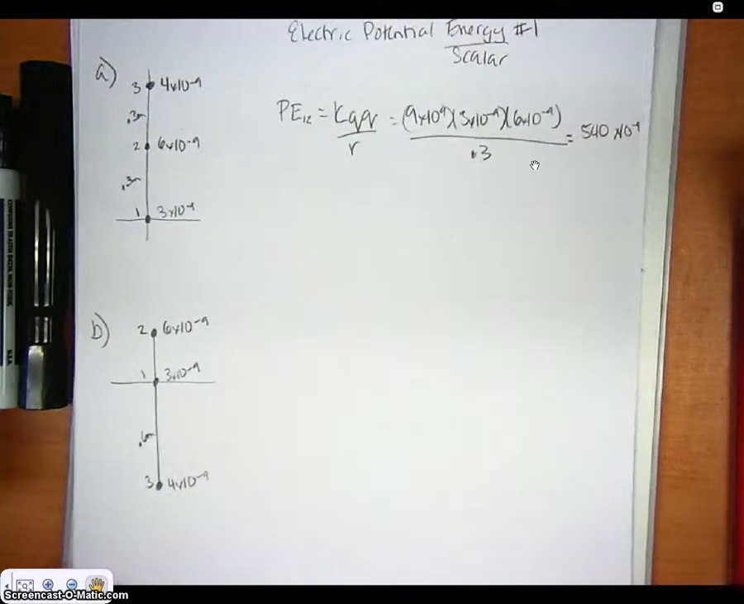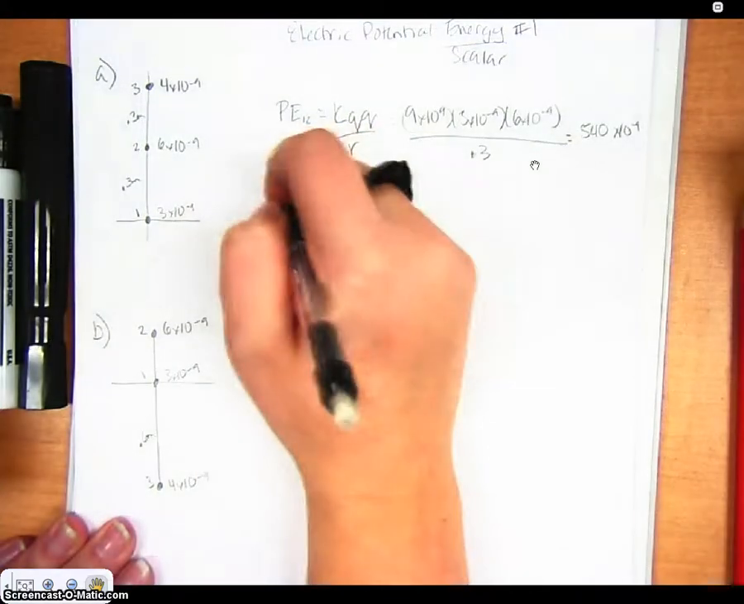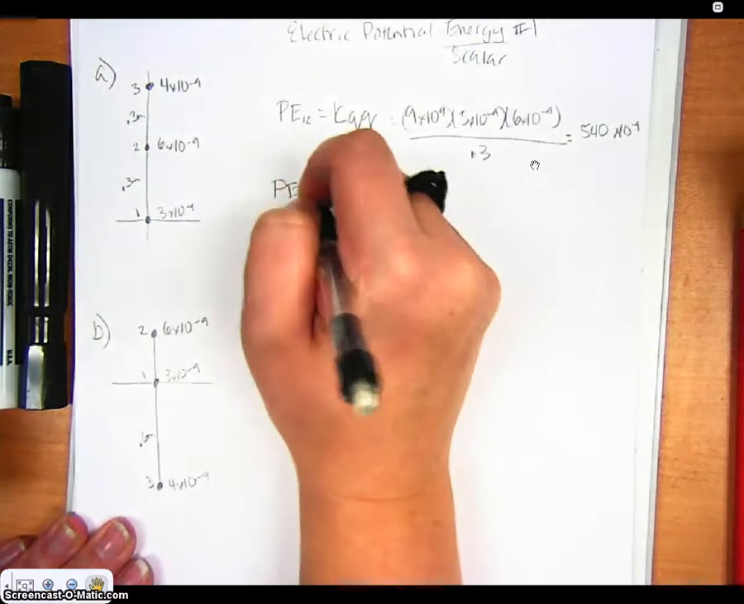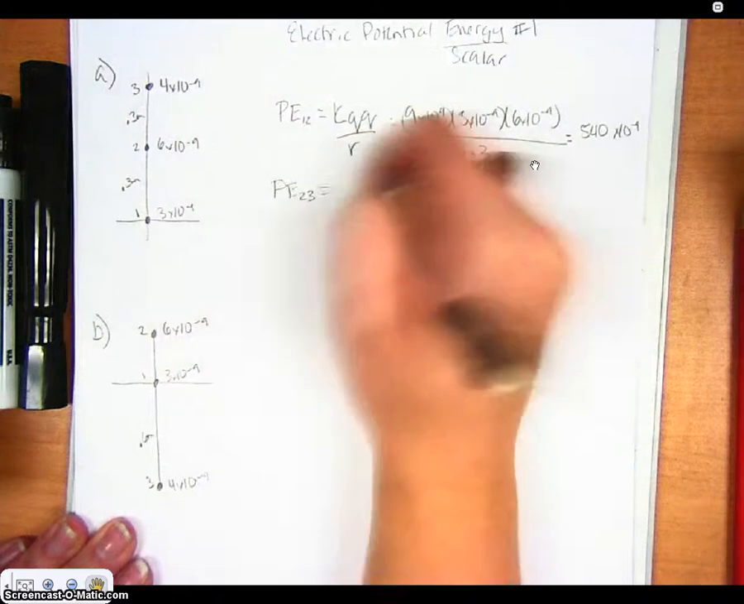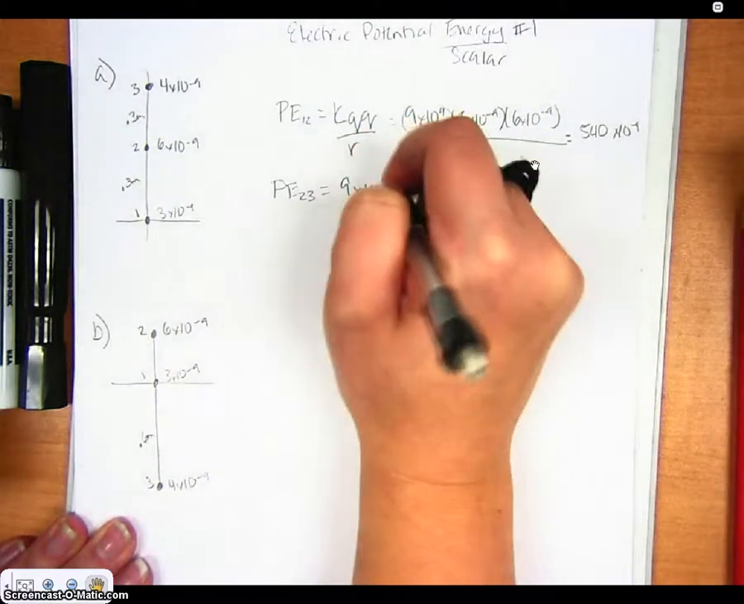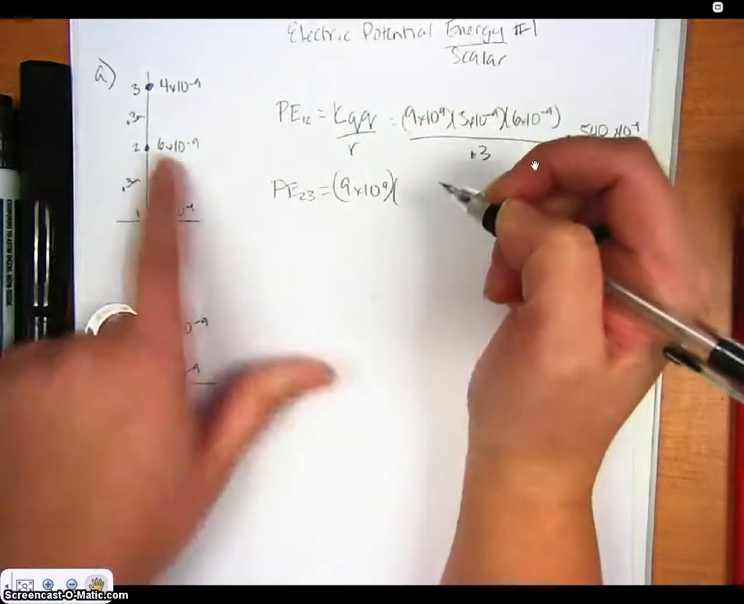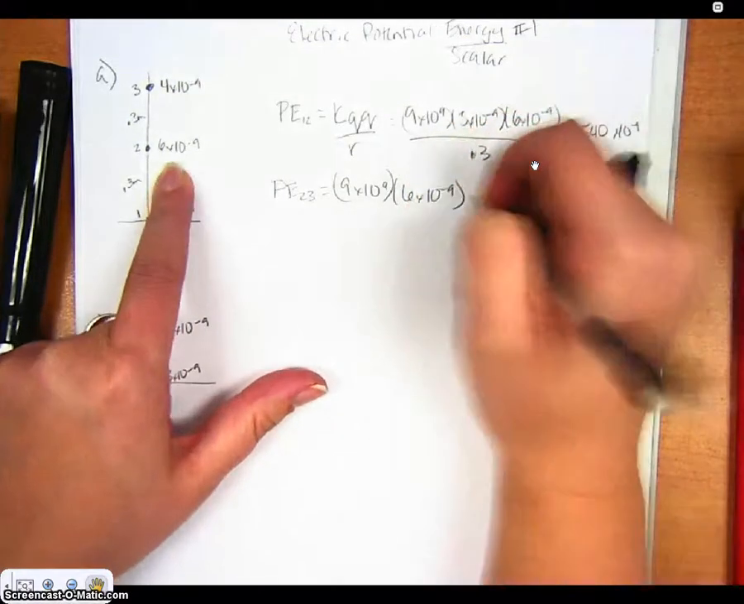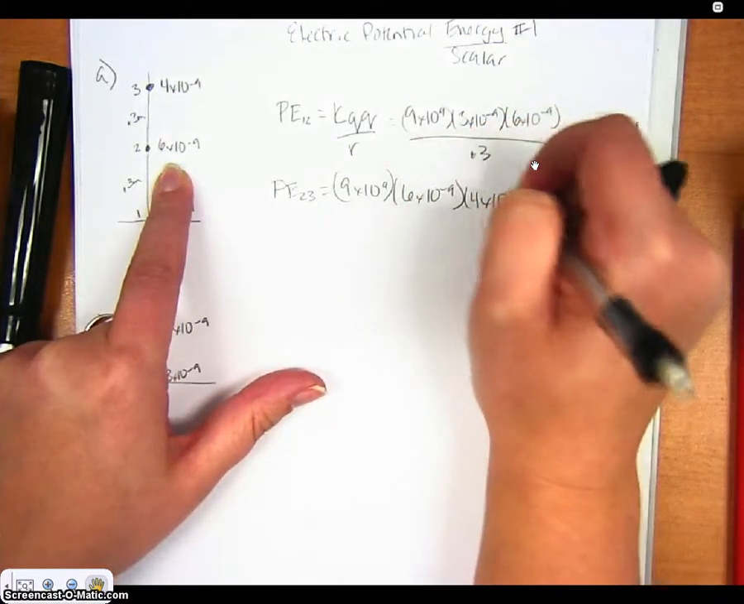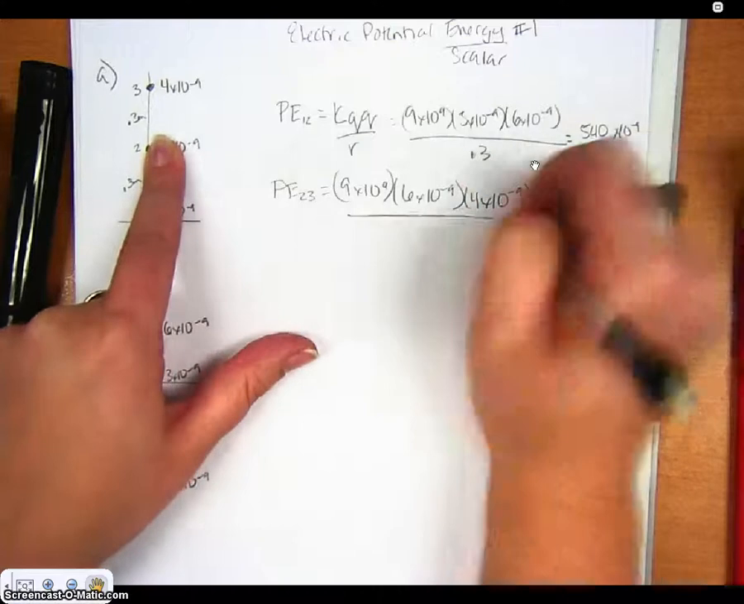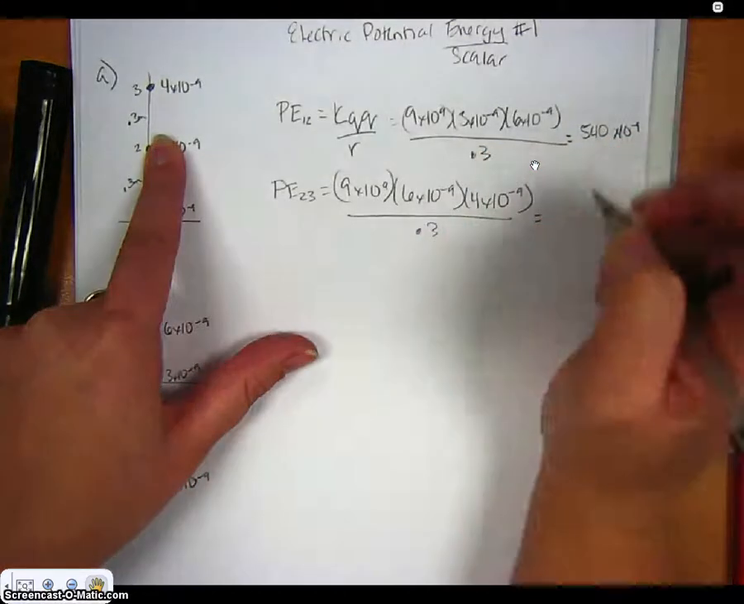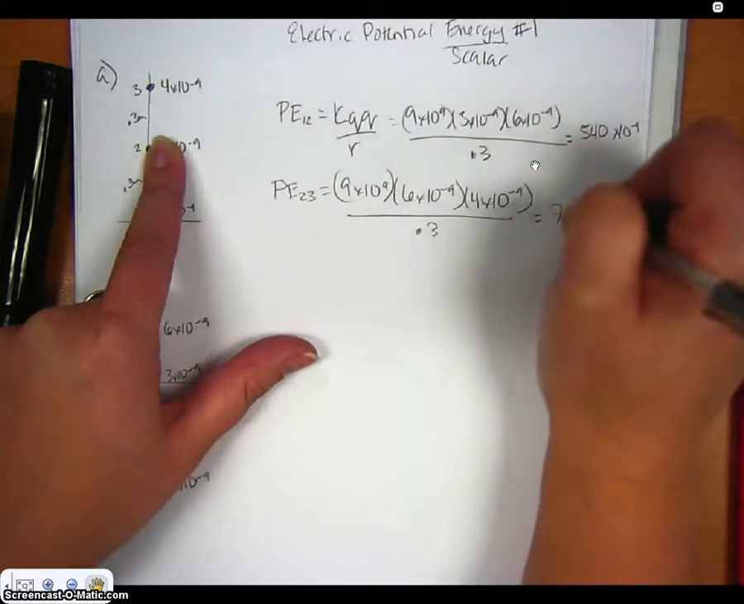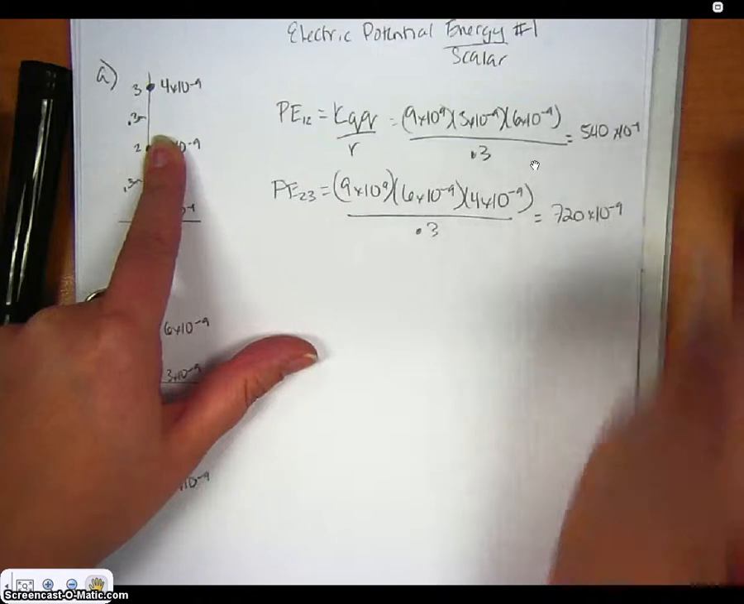Now I'm going to do 2 and 3. So the potential energy of 2 on 3 is going to be equal to 9 times 10 to the 9th times, so charge 2 and charge 3, 6 times 10 to the negative 9th, times 4 times 10 to the negative 9th, and those are 0.3 away, okay? And for that, I get 720 times 10 to the negative 9th.